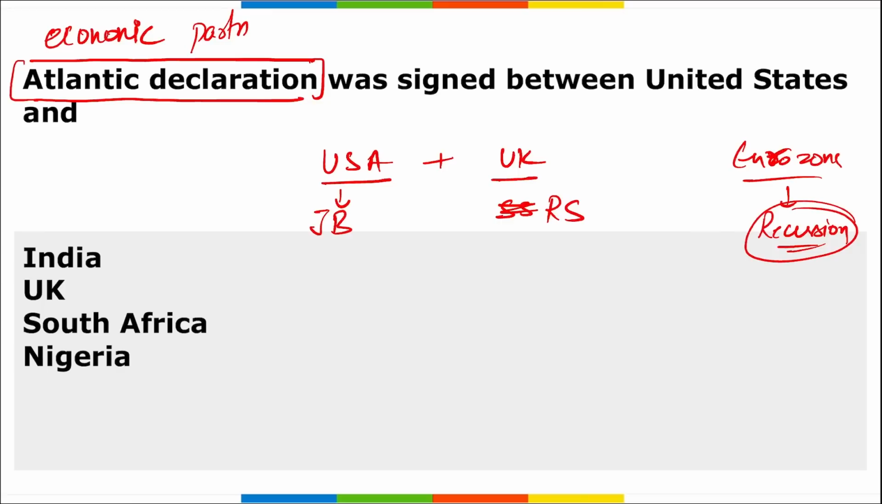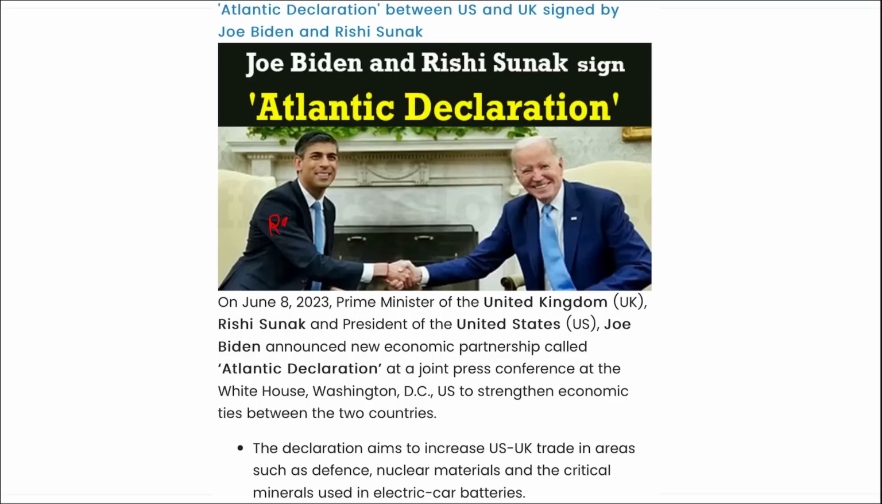This was held at a joint press conference at the White House, Washington DC, and as it is an economic partnership, it is basically to enhance the economic ties between these two countries. The aim is to increase the US-UK trade in areas such as defense, nuclear materials, and various other minerals that will be required to develop batteries for electric cars. So you can see Rishi Sunak and Joe Biden signed this Atlantic Declaration, and this will basically reduce the vulnerabilities between these two countries across supply chains, and also keep Russia out of the global civil nuclear power market.